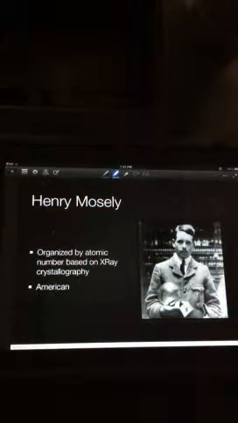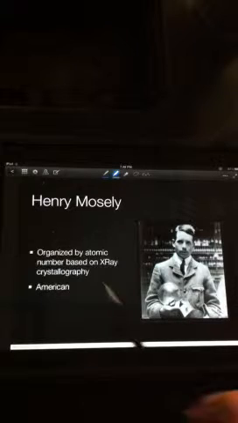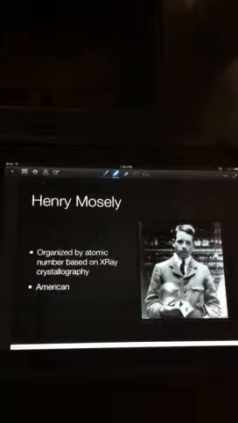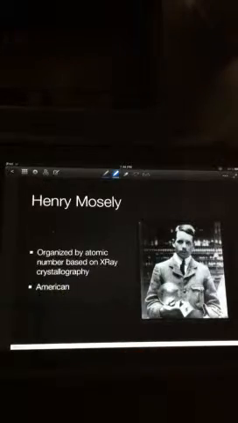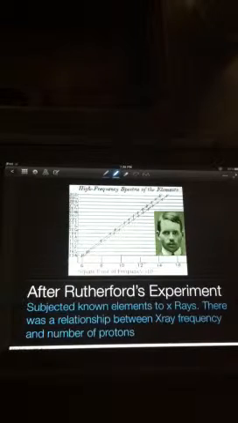Okay, boom! This guy, Henry Moseley, he organized by atomic number based on X-ray crystallography. He's actually not American, he's actually English. He went through there and looked at Rutherford's experiment after Rutherford discovered the proton, and he subjected the elements to X-rays, and then he got a reading between the frequency and the spectra of the elements, and he said, you know what, I see a pattern here. And so what he did, he rearranged based on the atomic number.